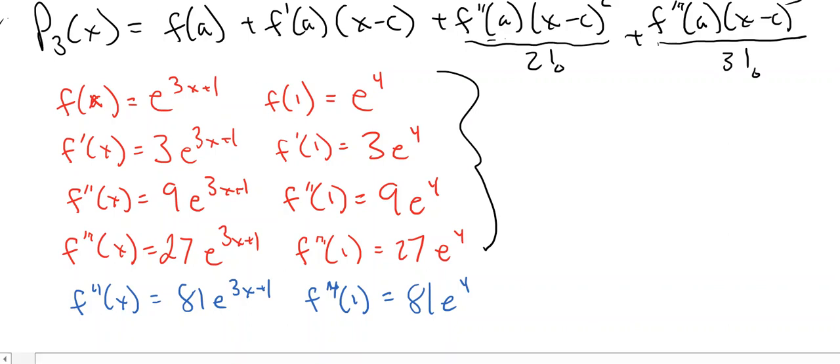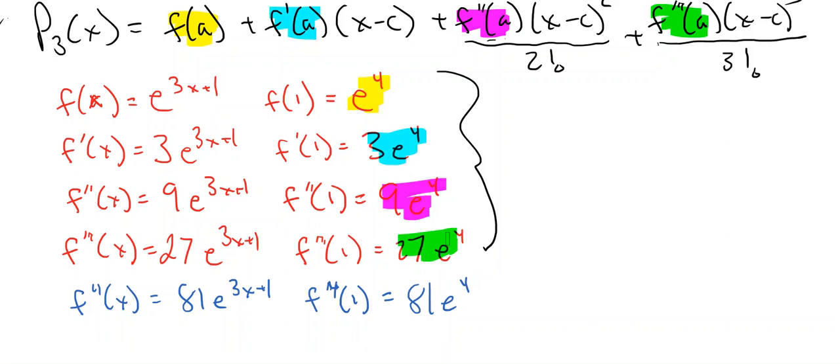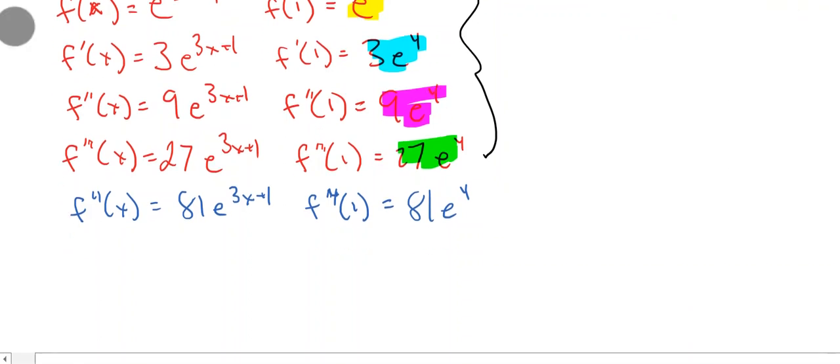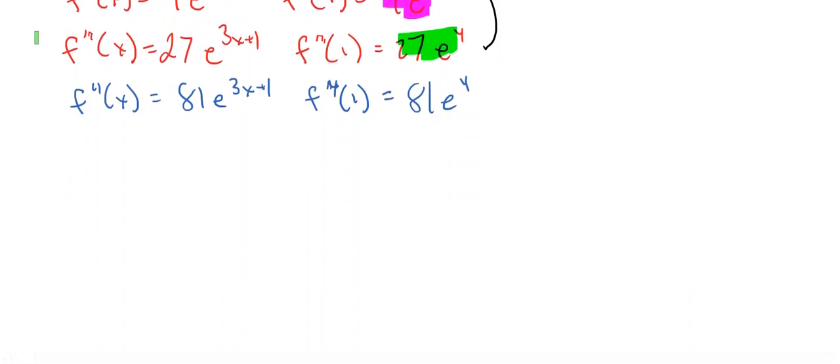And so f of a we have right here. And then f prime of a we have right here. And f double prime of a is right here. And f triple prime of a is right here. So those are part of the coefficients of our polynomial. The other part of the coefficient would be the factorial in the denominator. So let's put that all together and create our polynomial.